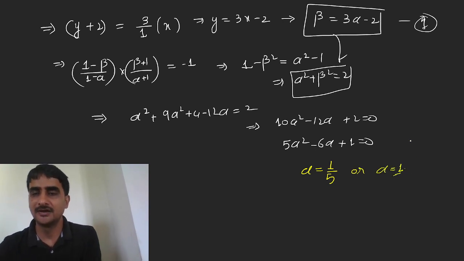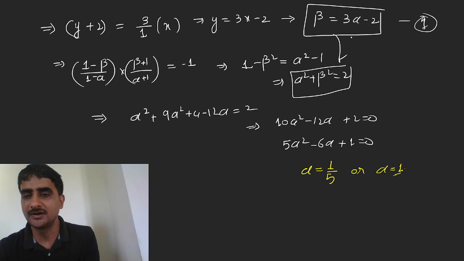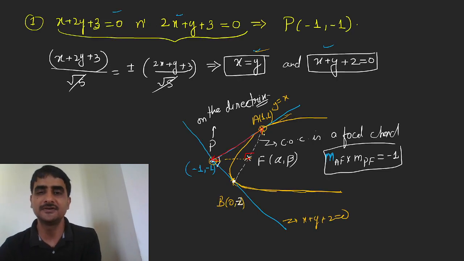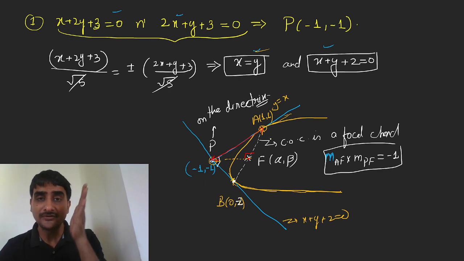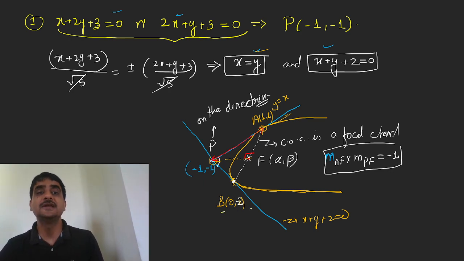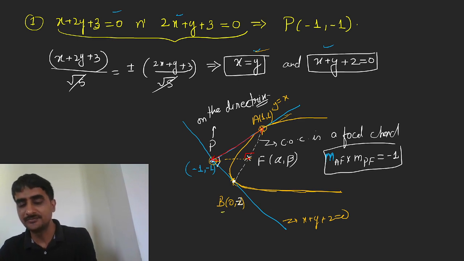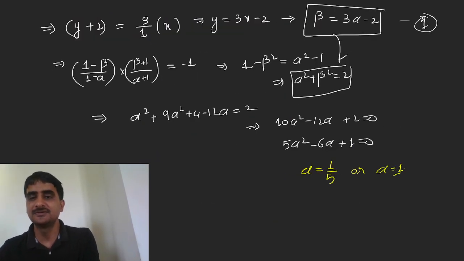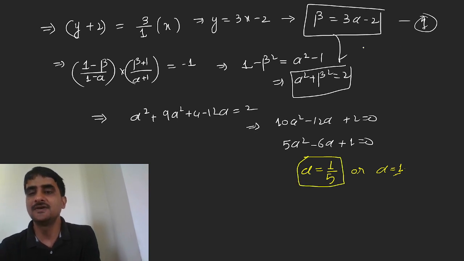Now, of course, as I can see, can alpha be 1? See, if alpha is equal to 1, that means A and F both lie on the same vertical line, and in that case, B has to be on the same vertical line. Okay, so that's not a possibility. So I will say alpha has to be 1 by 5. So once alpha is 1 by 5, you get beta as 3 by 5 minus 2, which is -7 by 5, if I am correct.